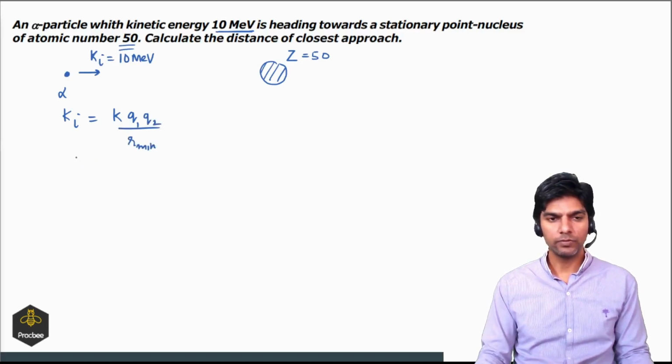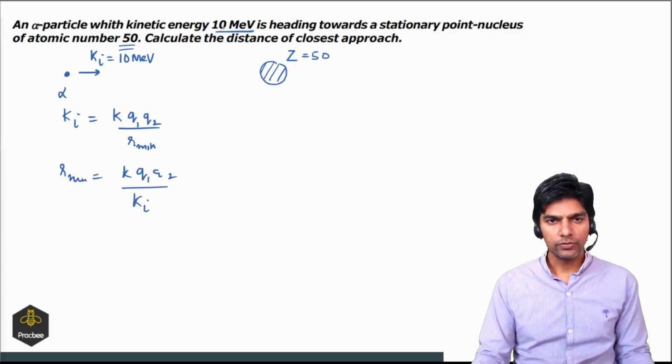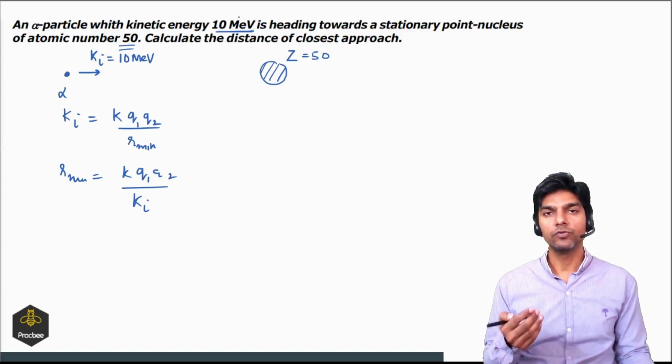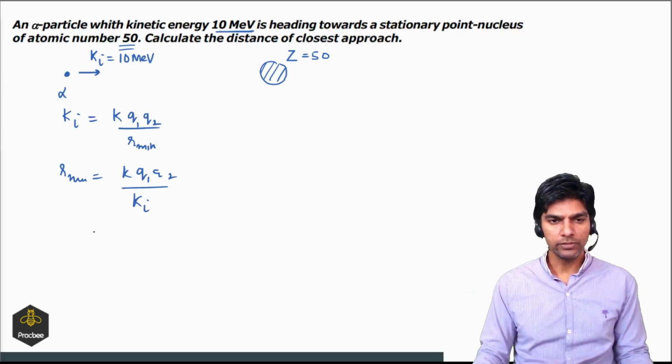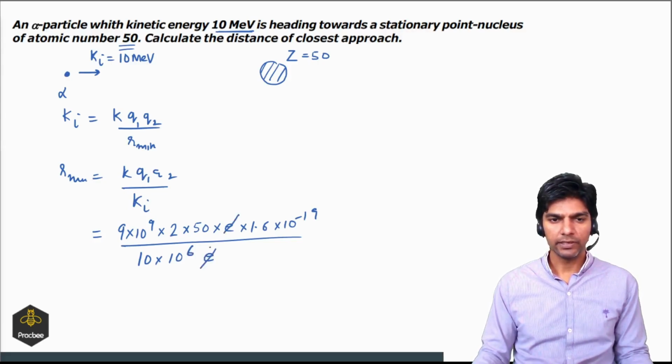So this minimum distance we have to calculate, so r min will be K q1 q2 divided by K initial. Now what is the kinetic energy in SI units? So it will be 10 mega electron volt, and 1 electron volt is 1.6 into 10 raised to power minus 19 joules. So it can be written as 9 into 10 raised to power 9. Charge on the alpha particle will be 2 times E, and charge on the nucleus is 50 times E. So that will be E times 1.6 into 10 raised to power minus 19, divided by kinetic energy, which is 10 mega, so 10 raised to power 6, and electron volt, so 1 E. So this E will get cancelled out.